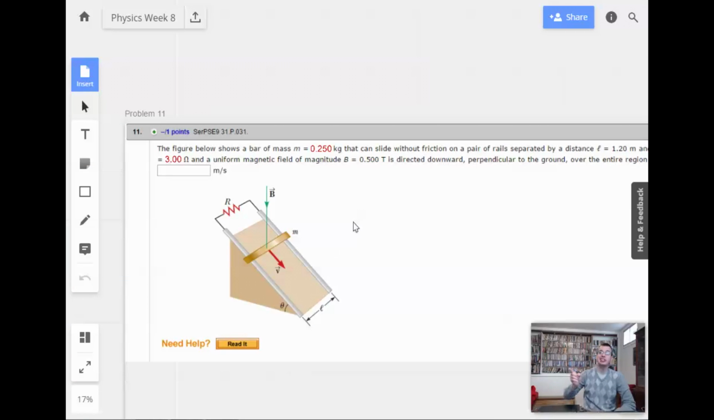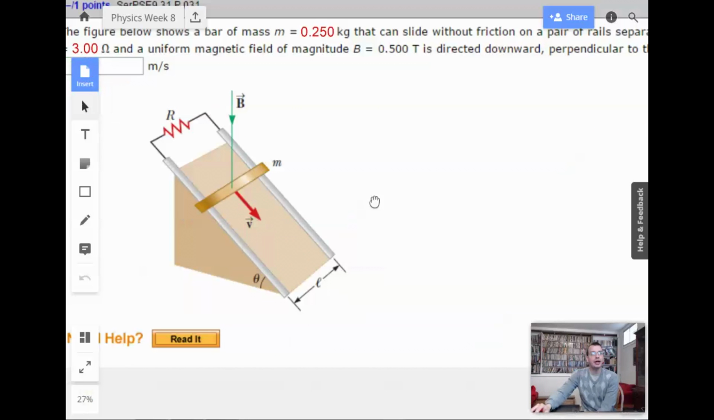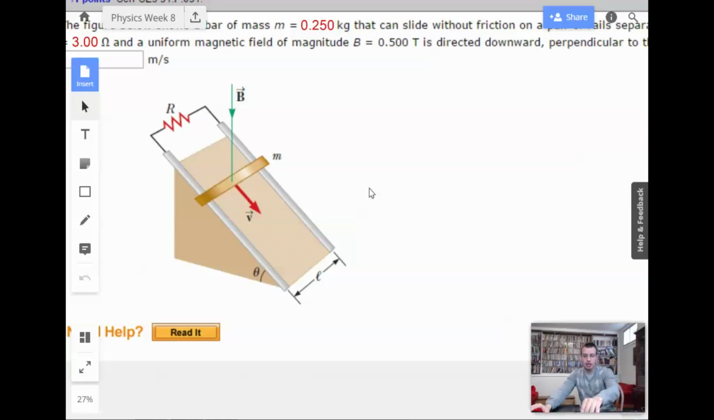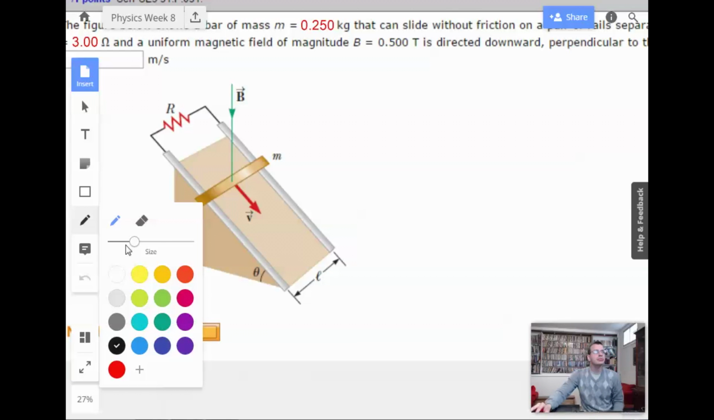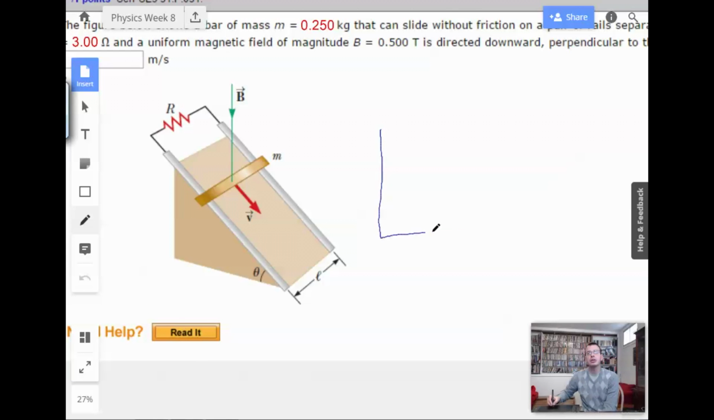Okay, so this is the exact opposite of what we did on the last problem. So I'm going to start by drawing this a little bit differently. A little bit finer. There we go. And we'll do some blue. So we have 30 degrees, and we have a bar like this. It's going to be sliding down this direction.